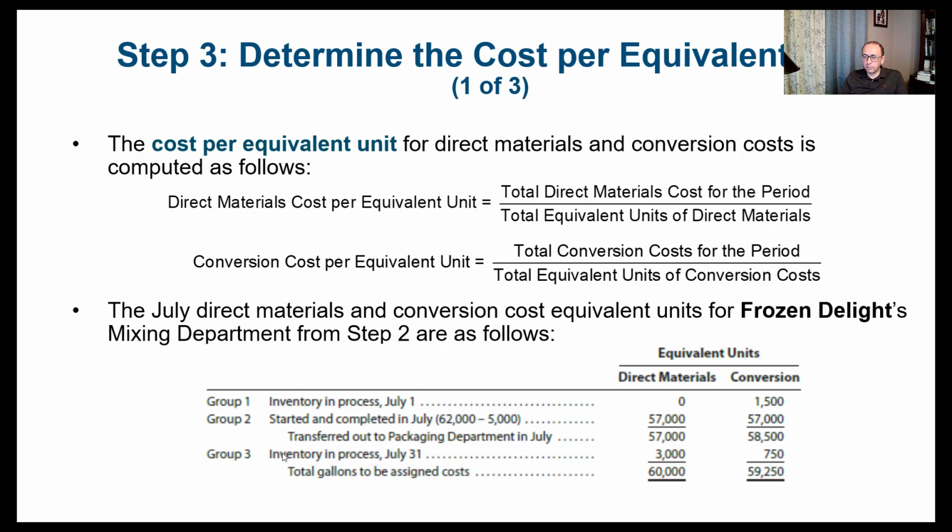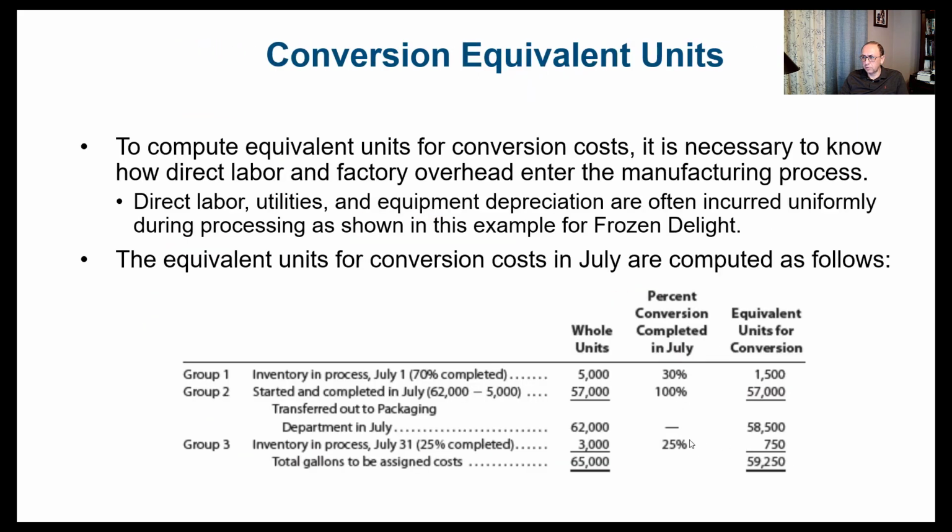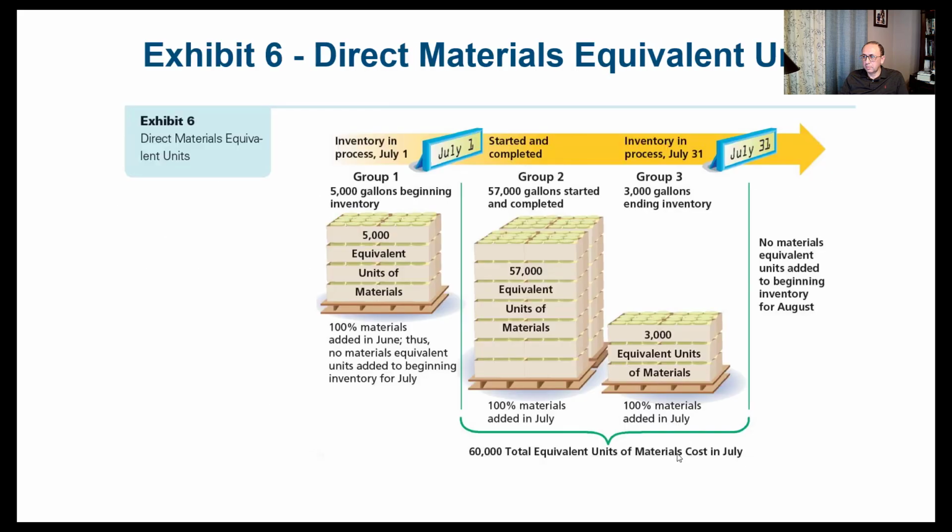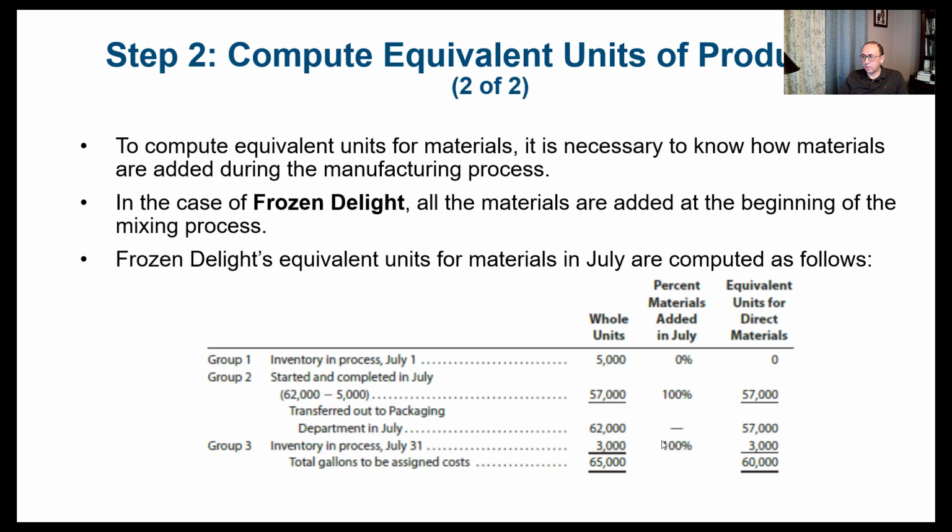And then for group 3, we have the inventory in process. Here we have for direct material the entire 3,000 because material is 100% always. For conversion, it's only 750. And remember, this was only 25% completed. But for direct material, if I can take you back, we always assume 100%.